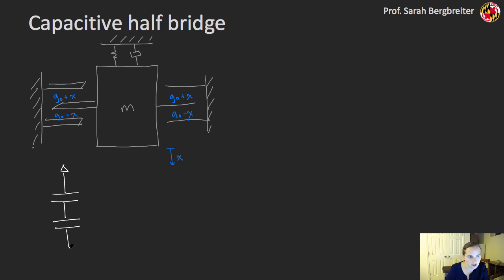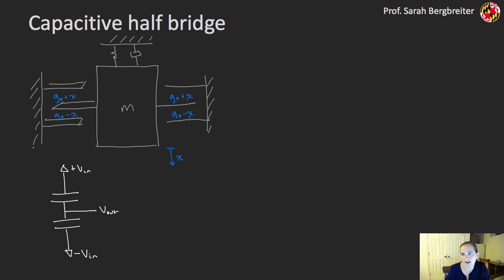So I have two capacitors in my circuit. I'm going to have a plus Vin, and that's going to be an AC voltage right here, and the negative of that on the bottom. So I'm not using ground here, which is a key point. This is my Vout.